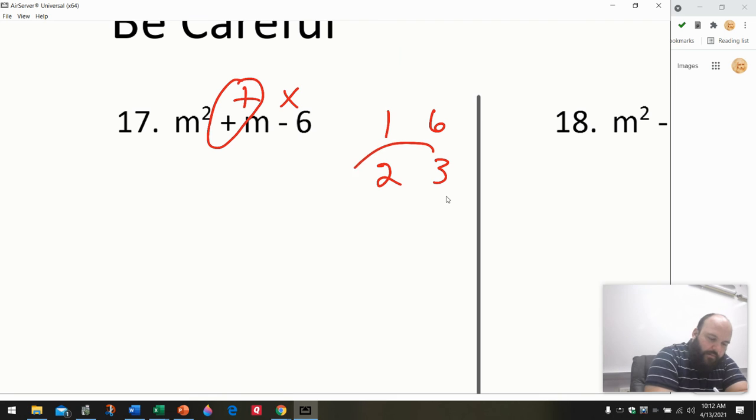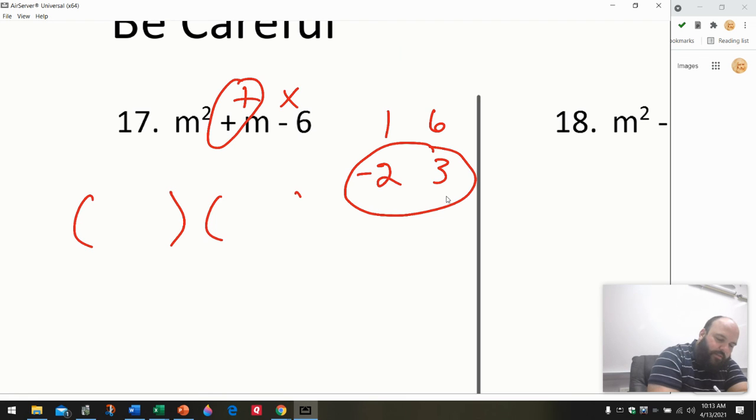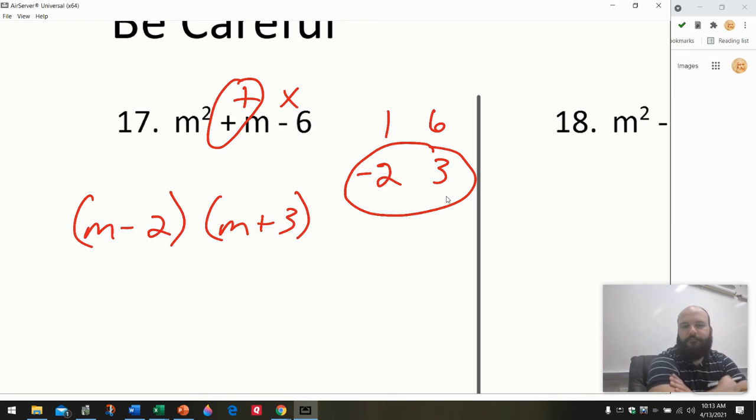So looking at this pair right here, if I make it a negative 2 and a positive 3, when those two multiply together, I get negative 6. But when they add together, I get positive 1. So those are the two numbers that I need. So I will write parentheses. I'll put in my variable. And then I will write minus 2 plus 3. And we're done. That's how you do it.